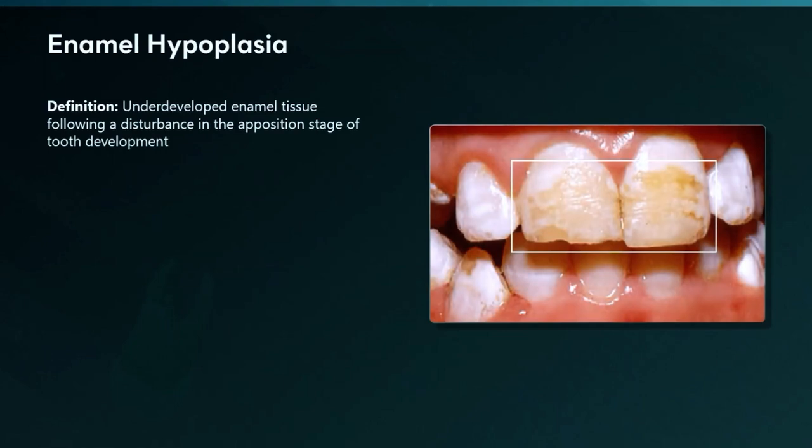Enamel hypoplasia is a condition characterized by underdeveloped enamel tissue resulting from a disturbance in the apposition stage of tooth development. Do you remember the apposition stage? This describes the deposition of mineralization of the hard tissues that cover the tooth structure, including dentin, enamel, and cementum. So any disruption in this stage would affect the overall structure of the tooth.